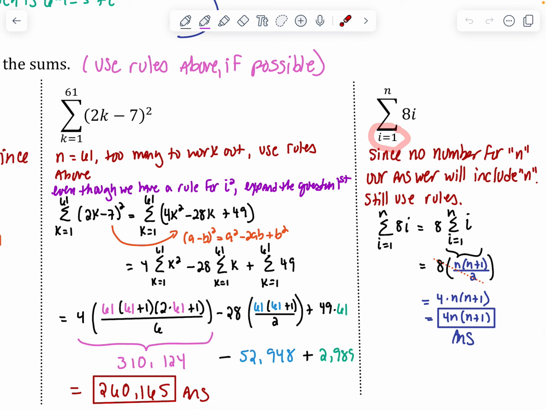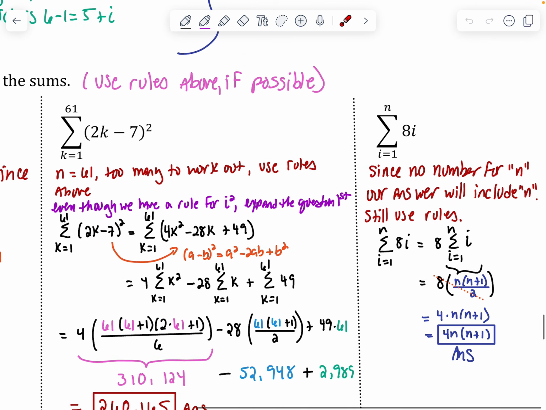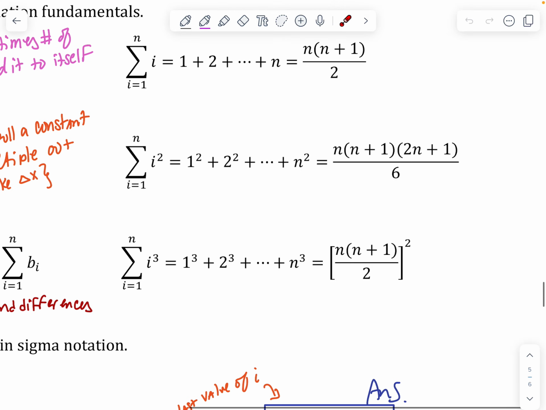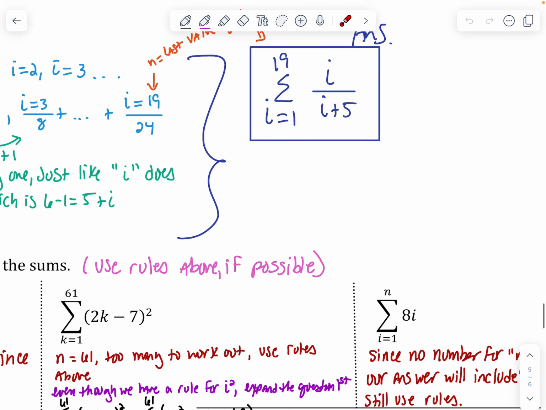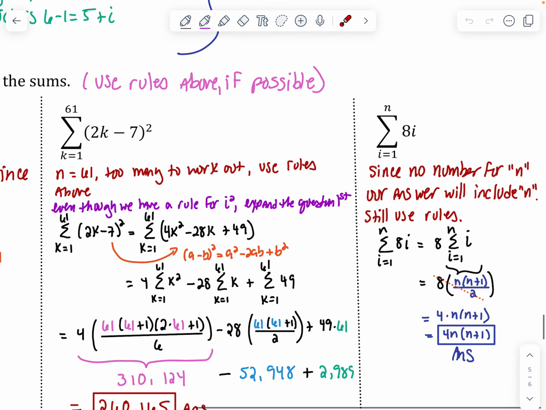The last one, notice I'm asked for the sum of i equals 1 to, I don't have a number. So in that case, it's really impossible for me to try to add them up myself since I don't have that number for n. That just means my answer is going to have an n, just the same way all of our formulas had n's in them.